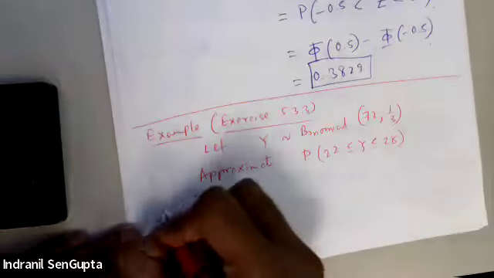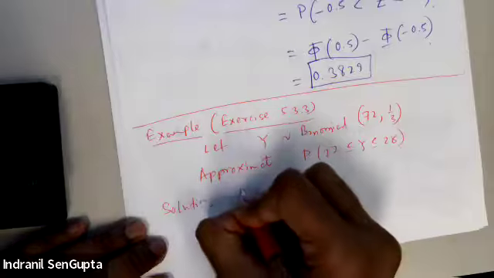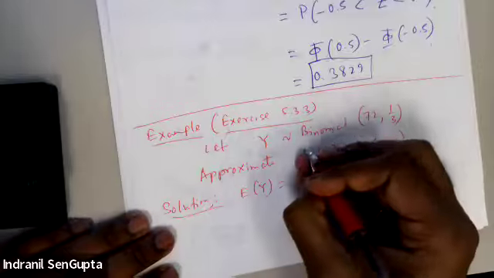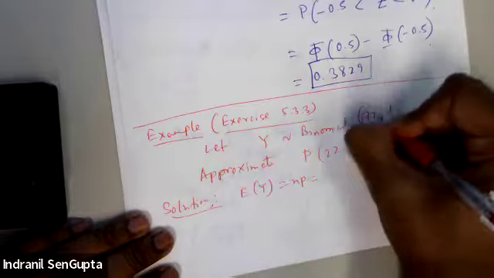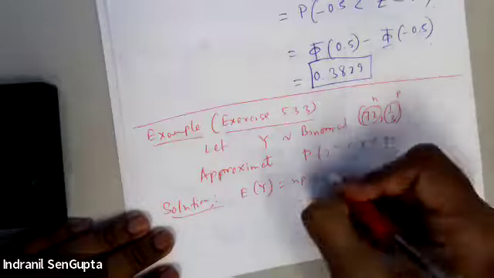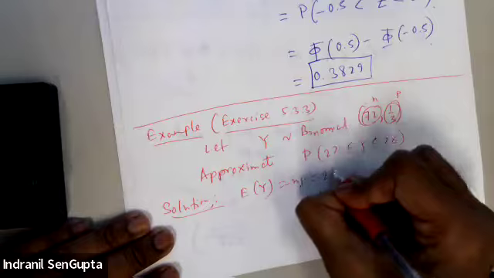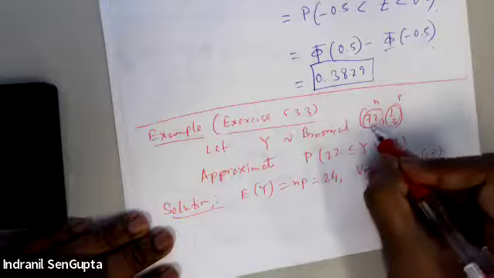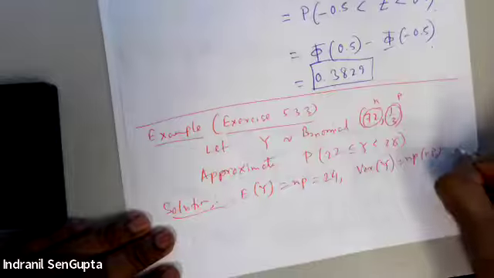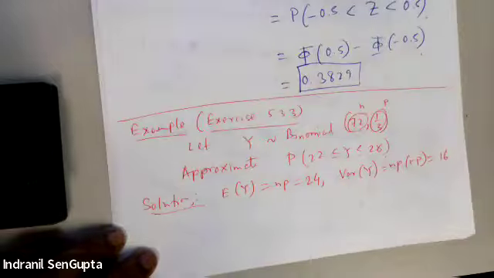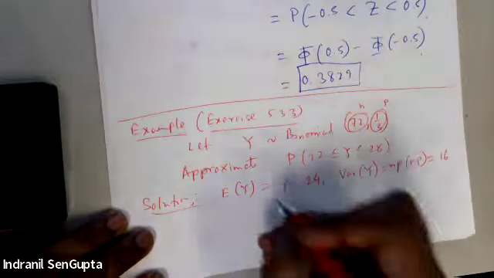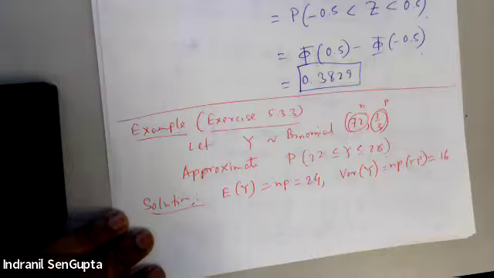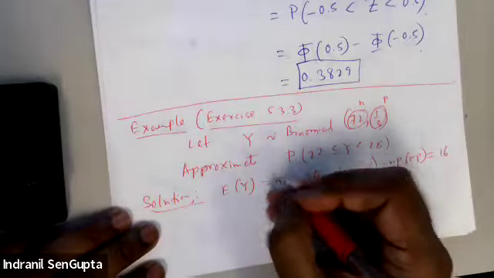Okay. So therefore, solution. Here we have E of Y is np, which is 72 times 1/3. So this is my n and this is my p. So 72 times 1/3 is 24. And variance of Y is n times p times 1 minus p. If you multiply 72 times 1/3 times 2/3, it's going to be 16. Right? So we know the E of Y and variance of Y immediately.